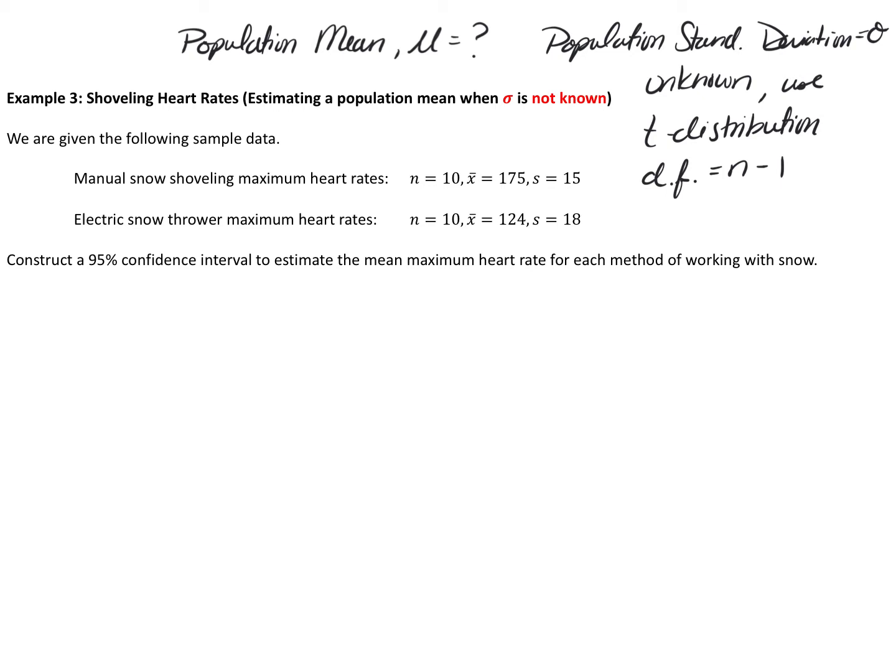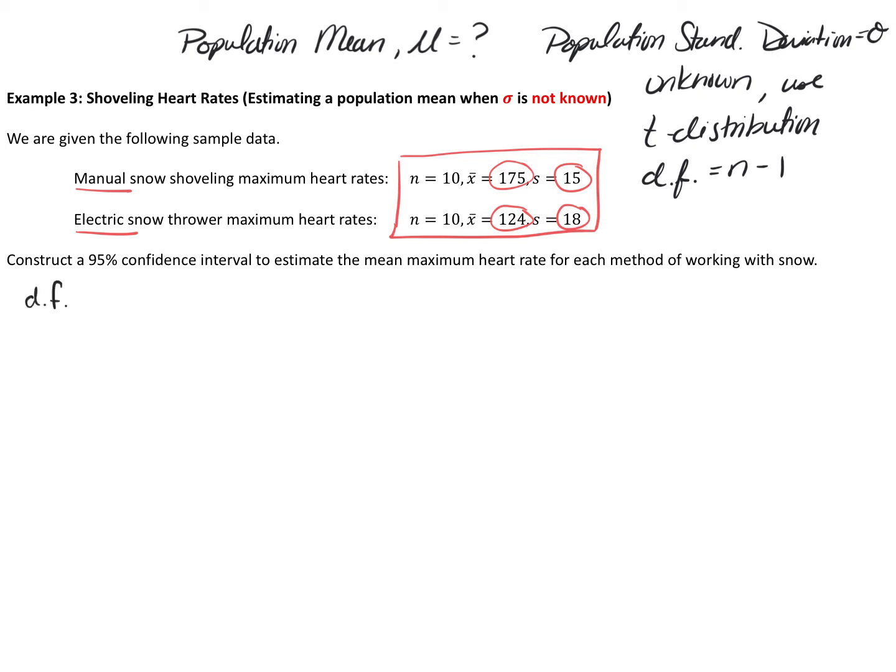So here, notice that we've got some sample statistics for the manual snow shoveling method and the electric snow throwing method. The maximum heart rate for manual snow shoveling is 175 beats per minute, and for the other method, 124 beats per minute. Our sample size is 10, and then we've got our sample standard deviation of 15 and 18 for each method. Okay, we're going to construct a 95% confidence interval to estimate the mean maximum heart rate for each of these methods. And so let's go ahead and write down some more information here.